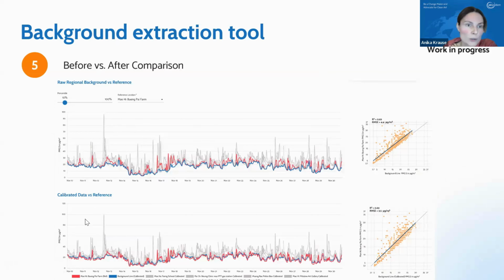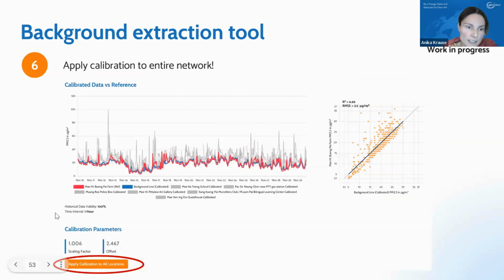The tool then shows you before and after, so it's your raw network and how does it look when it has been calibrated, so the background has been aligned to the reference. And yeah, if you're happy with that, you can again extract the calibration parameters, which you apply to the entire network, and you can apply them to all locations, again in the dashboard. And then from that moment on, you get these calibrated values.